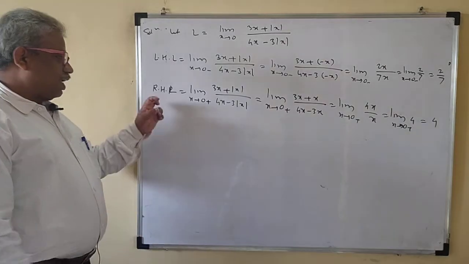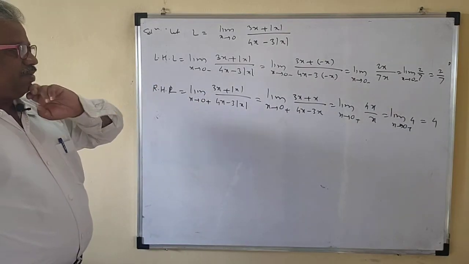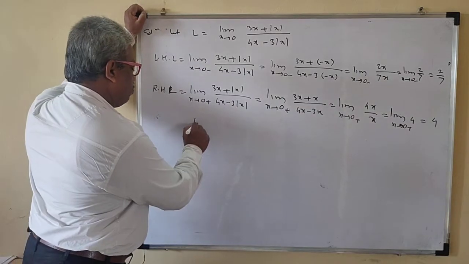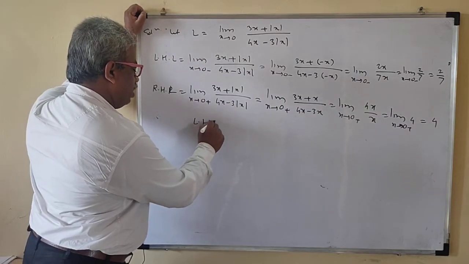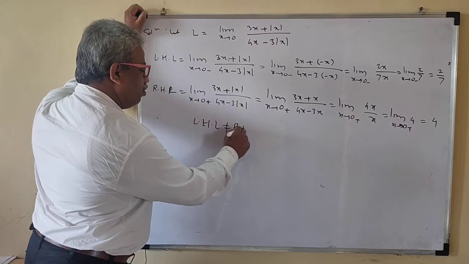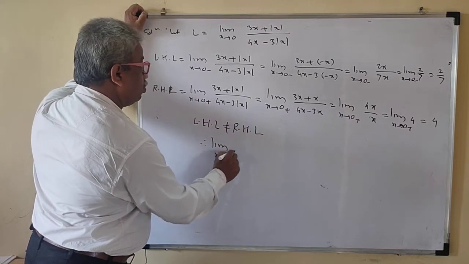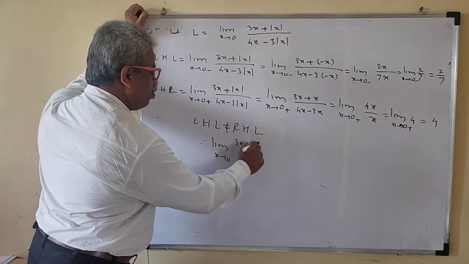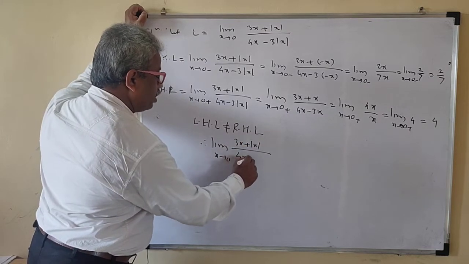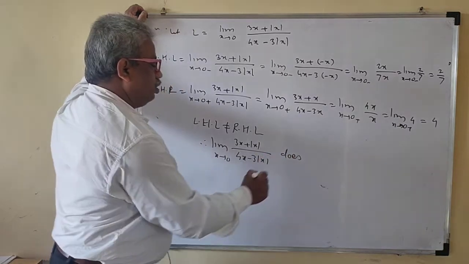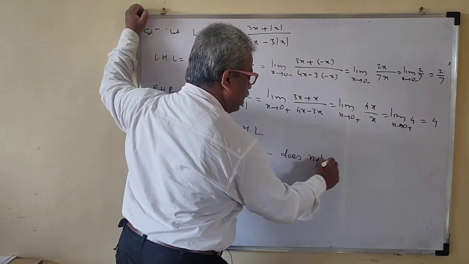So the right hand limit is 4 and the left hand limit is 2 by 7. That means they are not the same. Therefore, left hand limit is not equal to right hand limit. So therefore limit x tends to 0, (3x plus mod x) upon (4x minus 3 mod x), does not exist.